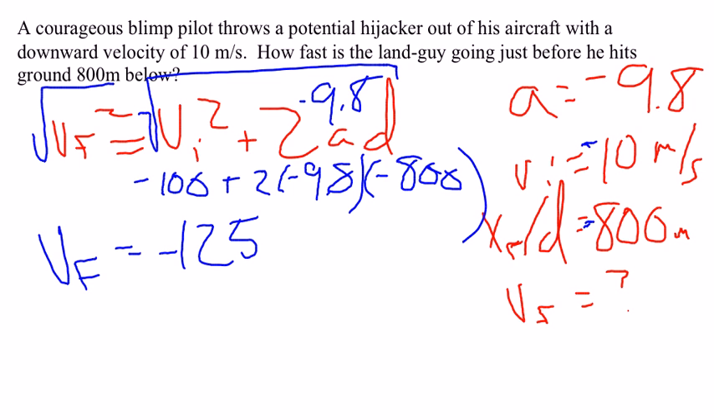Again, if you start freaking out about negatives and all that, leave it all positive. I won't take off points. It should be negative at the end because it's going down. But again, if you have a positive 125, you'll be okay.